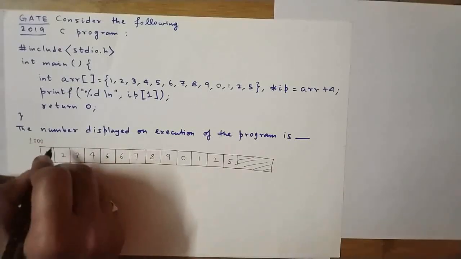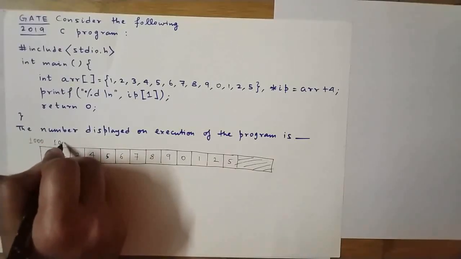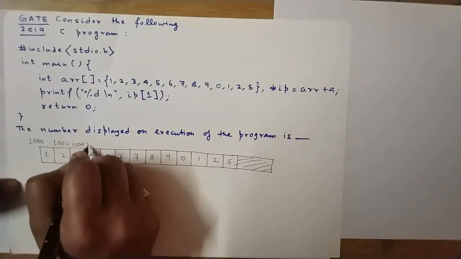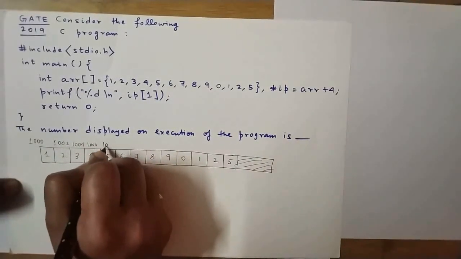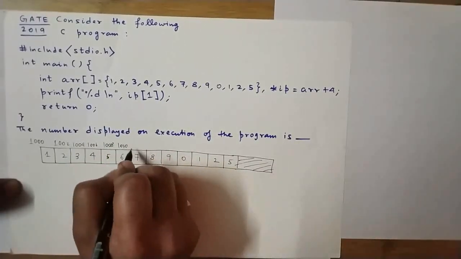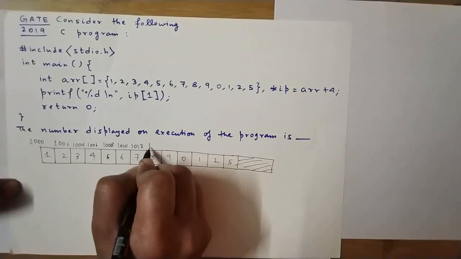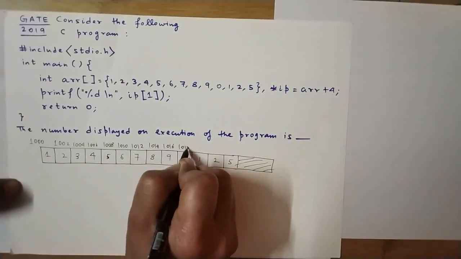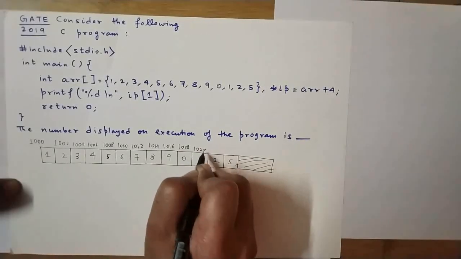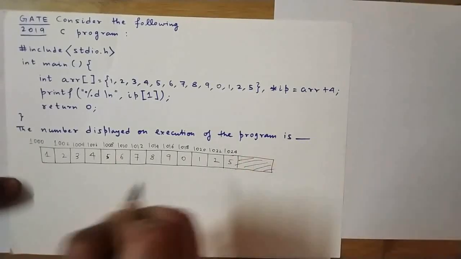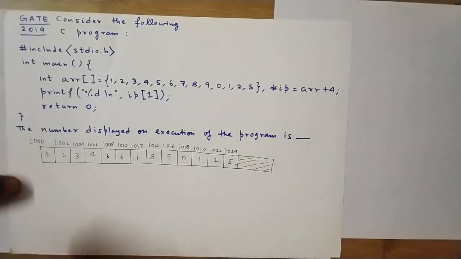So here I'm starting with 1000. Next I'll have 1002. Then I'll have 1004. Then I'll have 1006, 1008, 1010, 1012, 1014, 1016, 1018, 1020. I know this is a bit monotonous, but this process is free from all flaws. You will not go wrong.